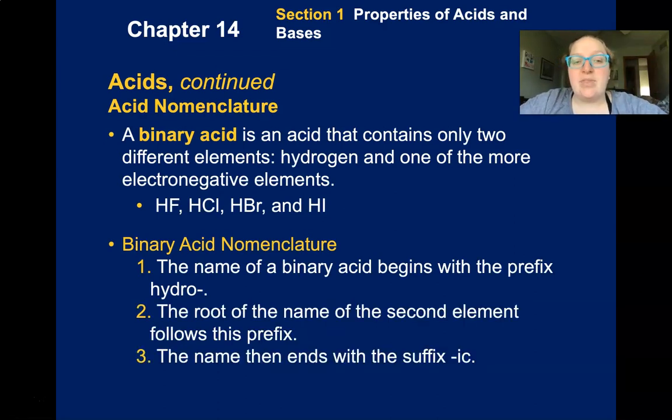All right, so just to kind of give you some background on how we name our acids, the most common way is a binary acid. So this is going to be an acid that only contains two different elements, so not a polyatomic acid, but one that has maybe hydrogen and then something else. And one of the most electronegative atoms, so something along the lines of a halogen in group 17.